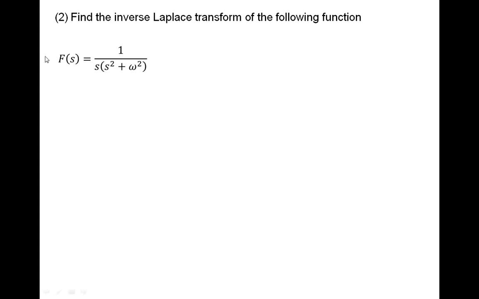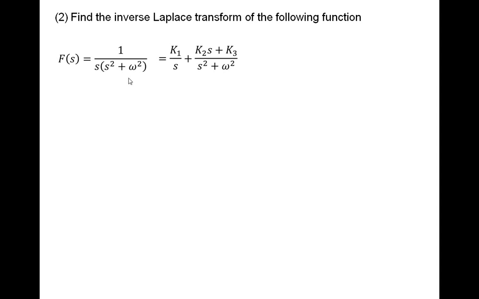The first one is to find all roots of this polynomial, but the point is that solving the problem using the complex conjugate is not an easy task, and it's not easy to deal with them. So I would like to use the partial fraction expansion in this form: k1 over s plus k2 s plus k3 over s squared plus omega squared.